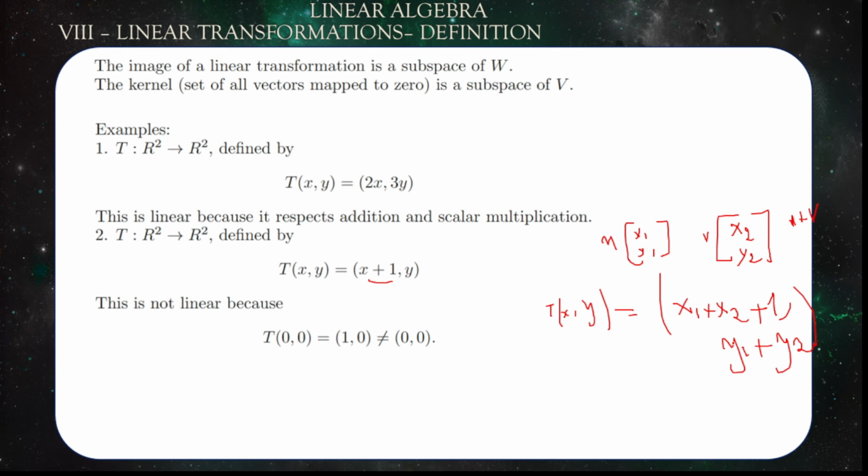For x and y equal to 0, for x1, y1 equal to 0, and x2, y2 equal to 0, we get again, okay, so this is 0, but you still have 1 here, and y1 plus y2 is equal to 0, which is different than 0, 0. Hence, it is another proof, another solidification of the proof that this is not a linear transformation.